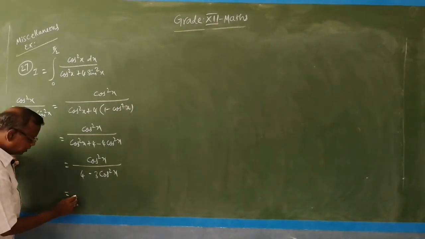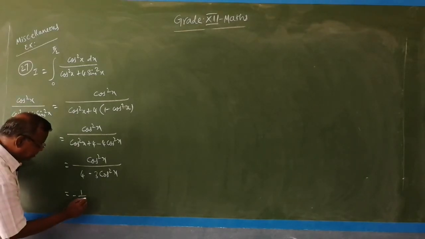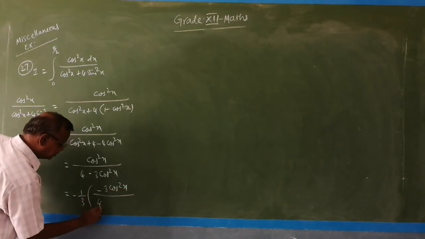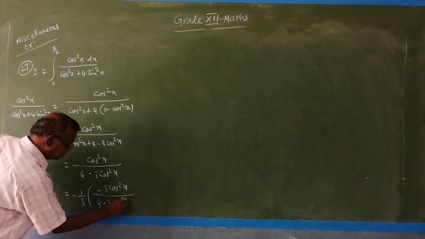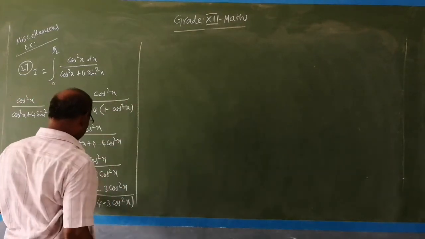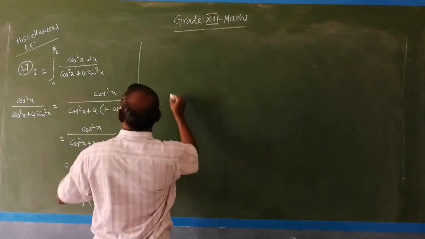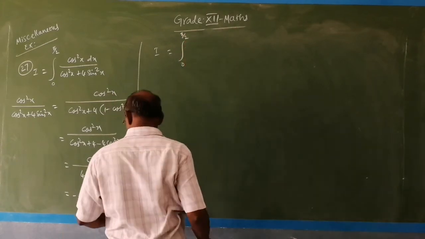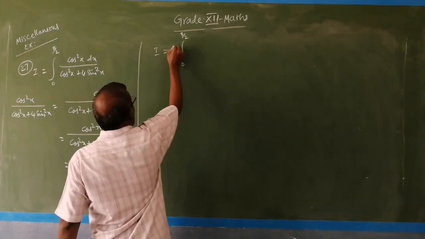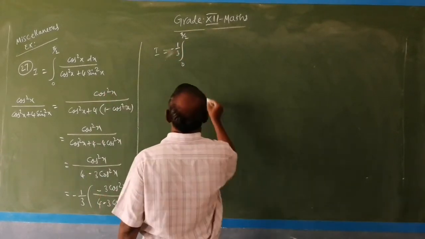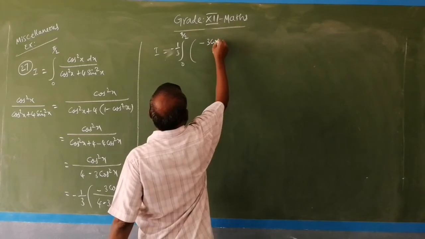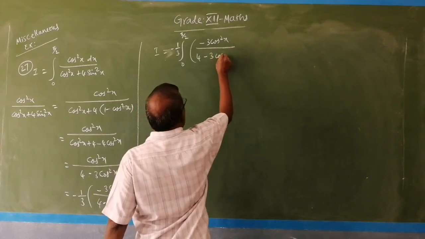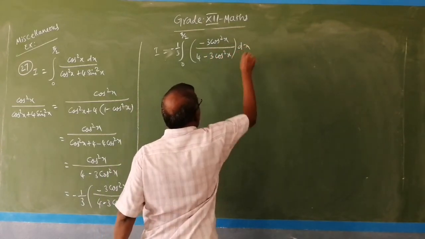So, accordingly let us multiply and divide by minus 3. So, minus 1 by 3 into minus 3 cos square x divided by 4 minus 3 cos square x. Now, substitute for the integrand, that is integral 0 to pi by 2. We can write this as minus 1 by 3 into within the bracket minus 3 cos square x, the denominator is 4 minus 3 cos square x into dx.